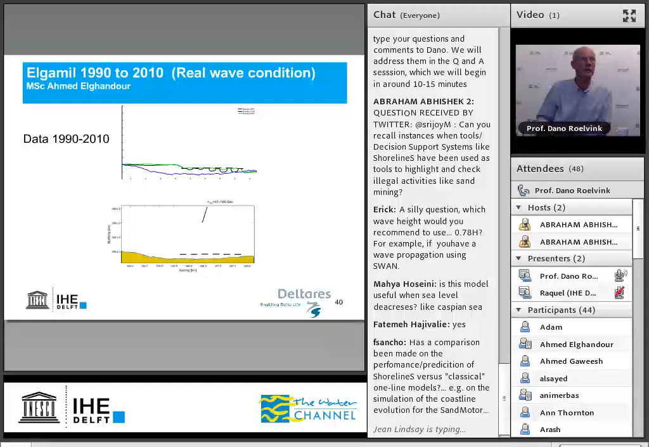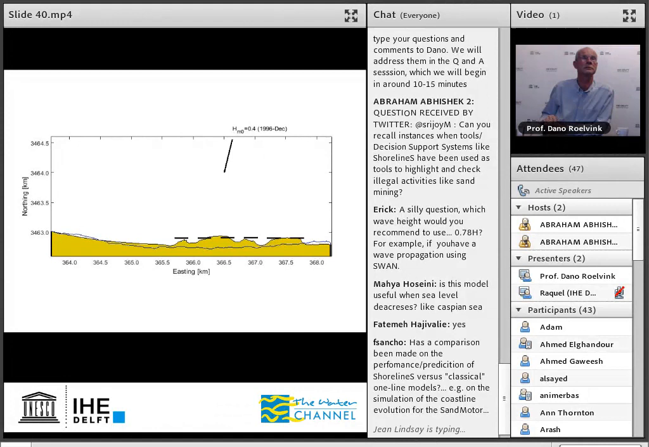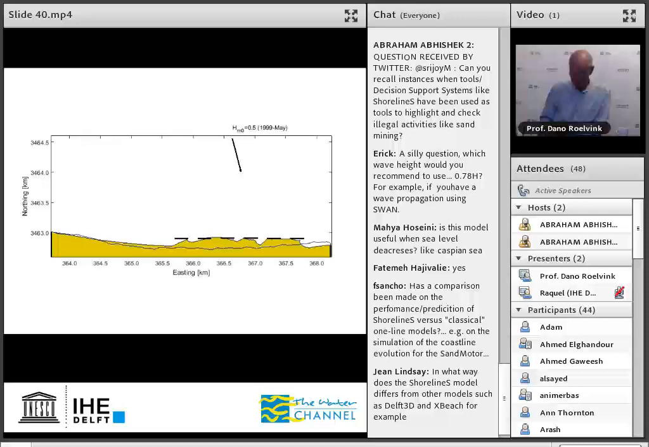Another case, which Ahmed did after implementing diffraction in the model, is the case of El Gamil in Egypt, and if we play that, you see a very interesting development, and this whole scheme in the end being filled up with sand, much as happened in reality. Yes, let's go back.